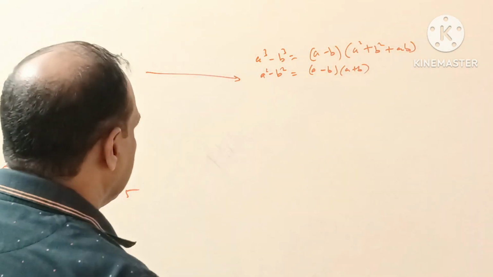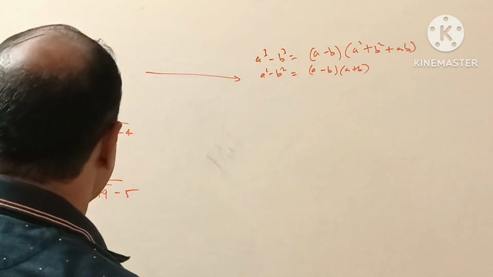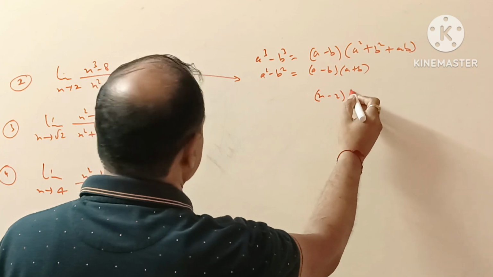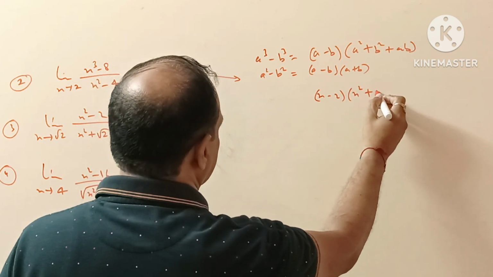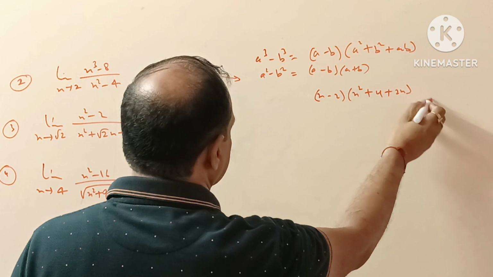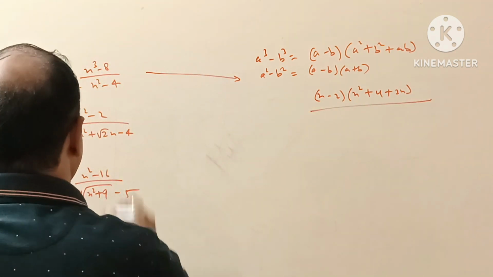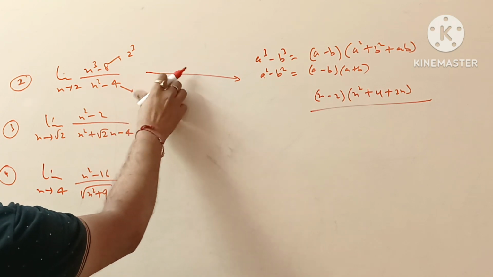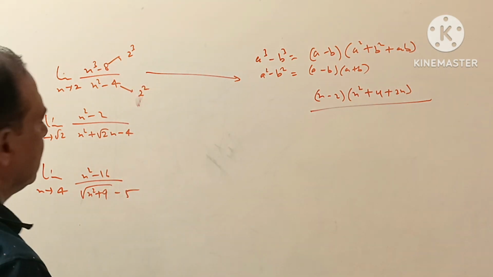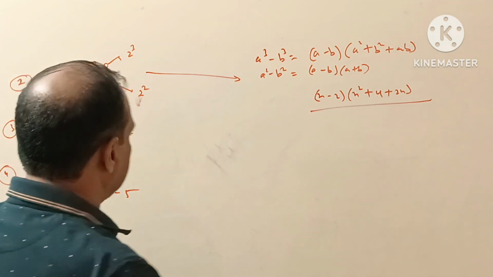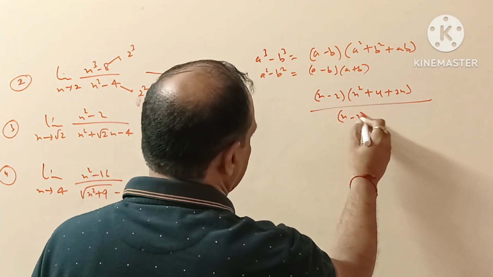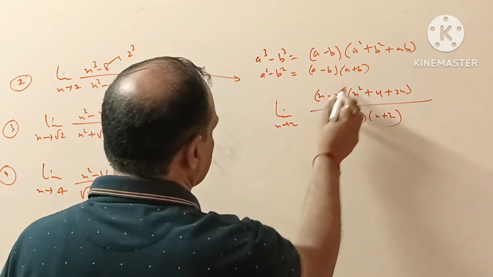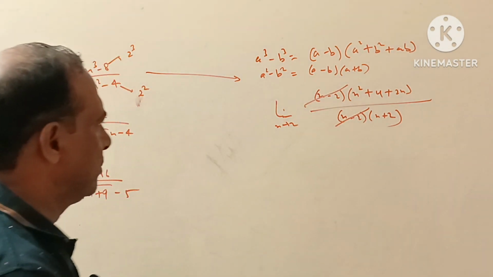Now apply this in this question. You will have x minus 2 and x square plus 2 square, which is 4, plus 2x, because 8 becomes 2 cube and we can write 4 as 2 square. In the denominator, x square minus 4 can be written as x minus 2 and x plus 2, and the limit is tending towards 2. These both terms cancel out.